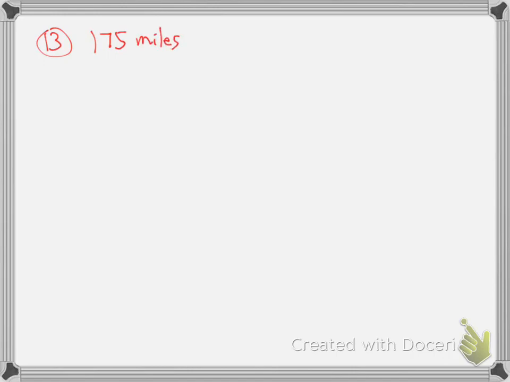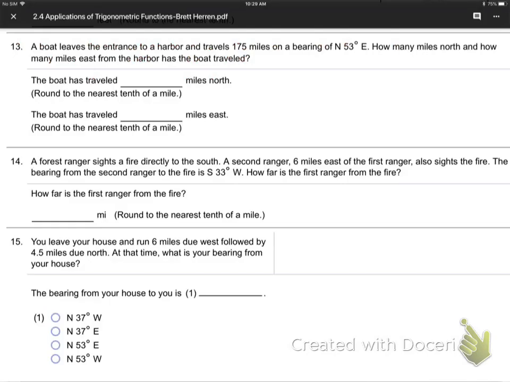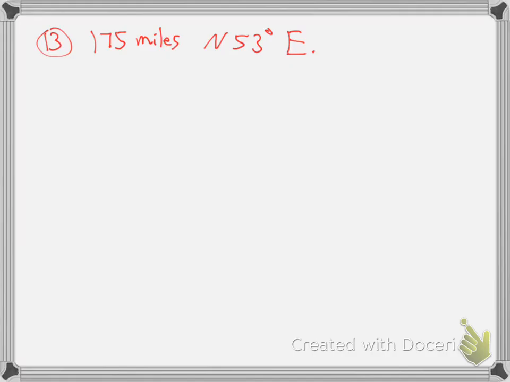175 miles north, 53 degrees east. Yep. All right. So basically, we got to draw that and just find out how far it actually moves in each of the directions. So let's start by drawing that.